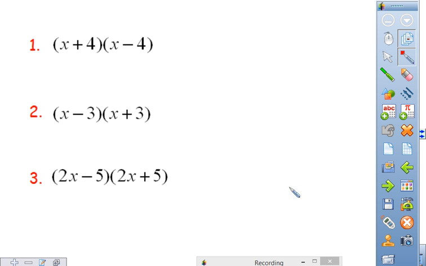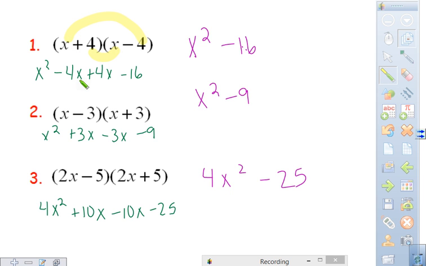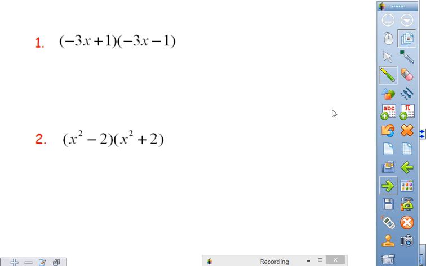Try these 3. Please pause the video while you work. Here are the solutions. Notice my outsides and my insides will make 0, so that's why they've disappeared. 3x minus 3x disappeared. 10x minus 10x disappeared. So we're just squaring a and we're squaring b, and then the sign is subtraction.